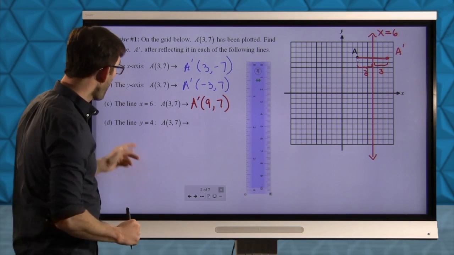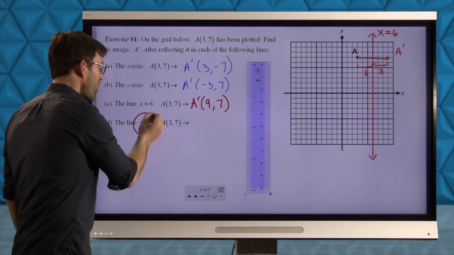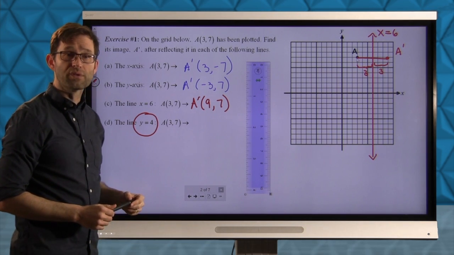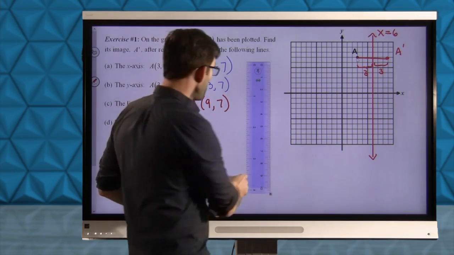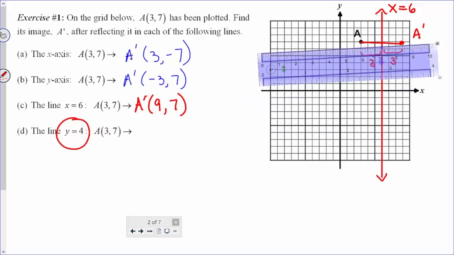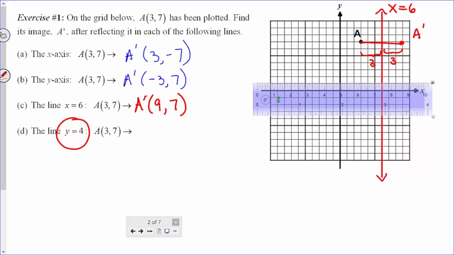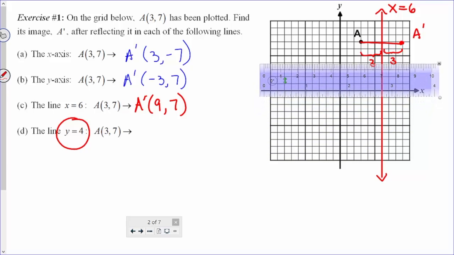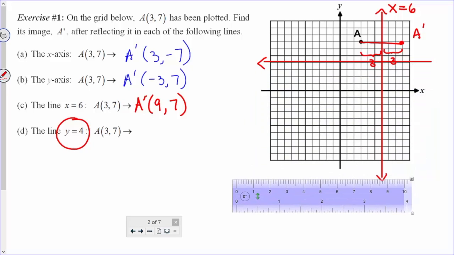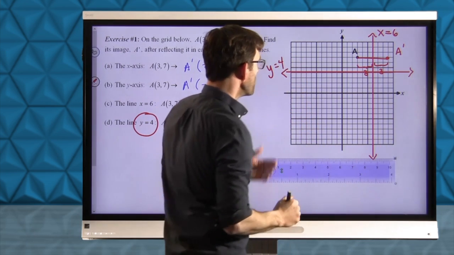All right, why don't you go ahead and try to reflect it across this horizontal line, y equals 4. All right, let's go through it. Again, I'm going to actually draw that line, y equals 4, the horizontal line that is. I guess I'll leave that on for now. Again, it's really important that when you see something like y equals 4, you know it's a horizontal line, so you can draw it quickly.